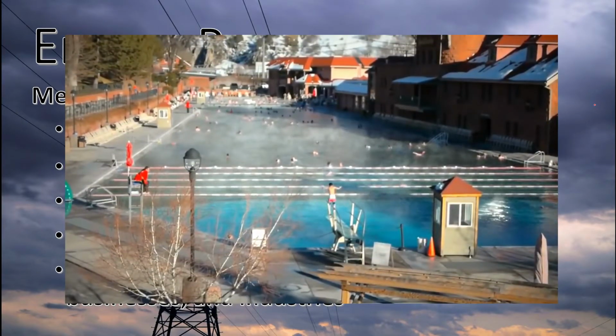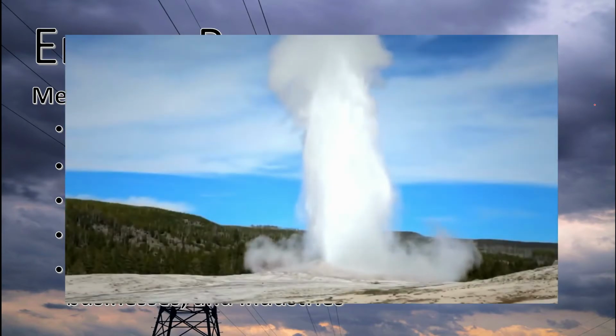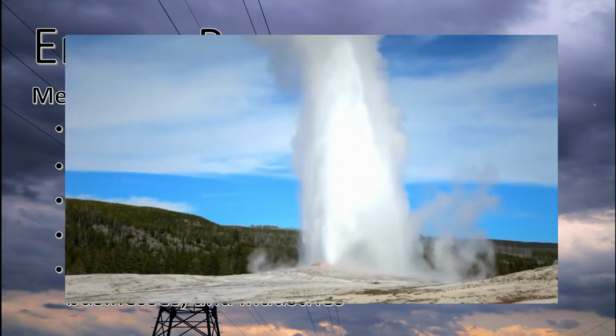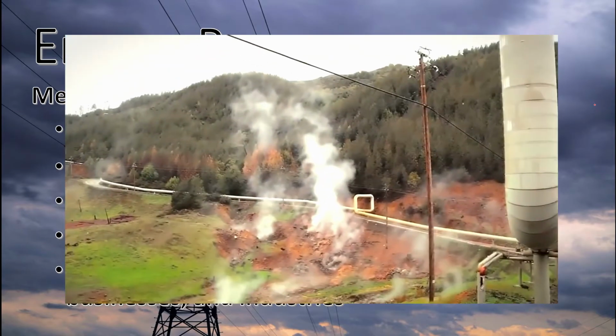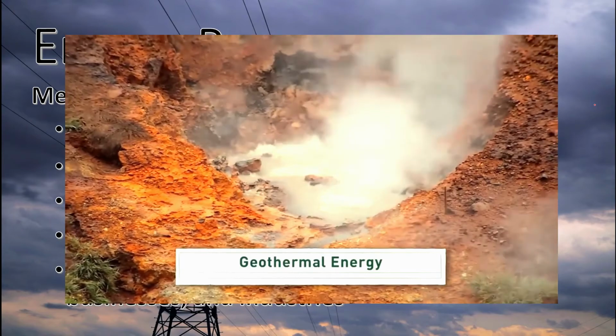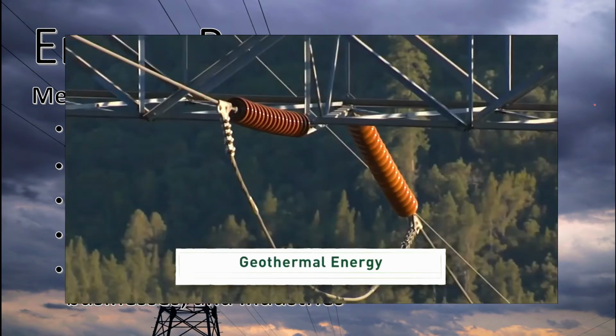You may have relaxed in a natural hot springs pool, or seen the old faithful geyser blasting hot water into the air in Yellowstone National Park. But have you ever thought of where all that heat comes from? Well, it comes from deep beneath the surface of the Earth, and it's called geothermal energy. And we can use it to generate clean, renewable electricity.